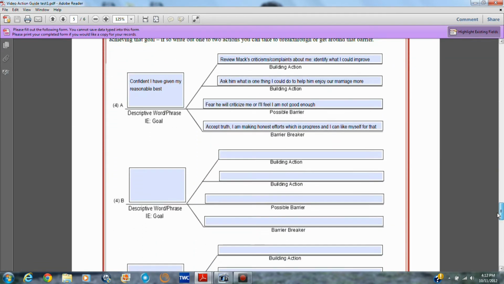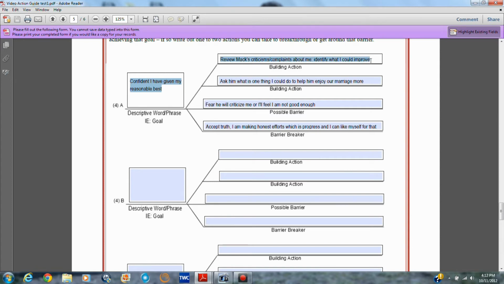Okay, we'll get here to number 4. She only had one answer here to blank number 4. She wants to be able to feel confident that I've given my reasonable best, that I'm a good wife, a decent marriage partner. Even though I don't get everything I want in my marriage, if I can feel that way, it's good enough. So how can she reach that goal?